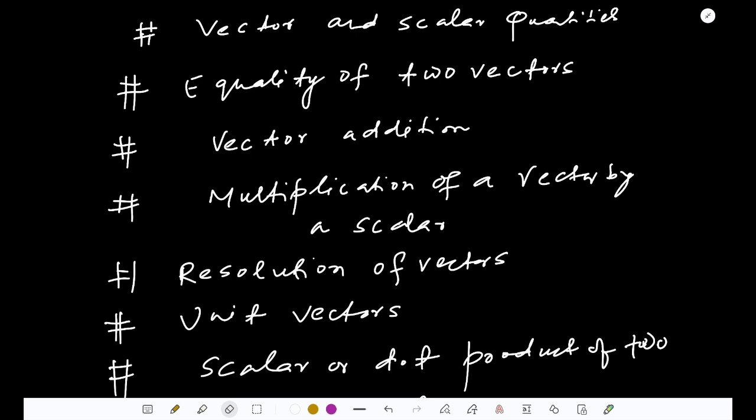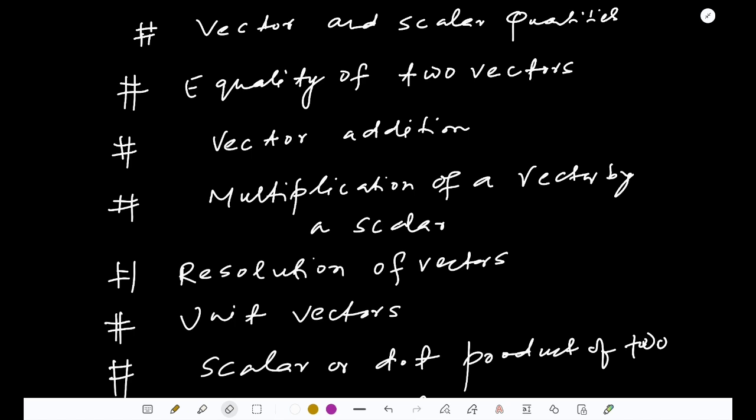As you can see, we are going to discuss today the vector and scalar quantities, and we will also be discussing, either in this video or in other videos, these concepts which are mentioned on the screen. The first we are going to discuss is vector and scalar quantities. Then we will discuss the equality of two vectors, that is, what it means for vectors to be equal.